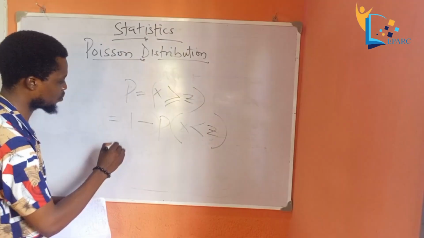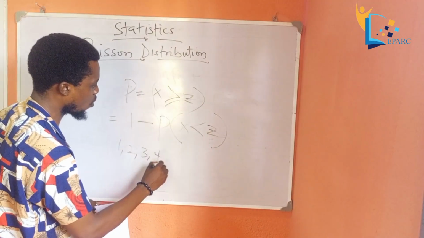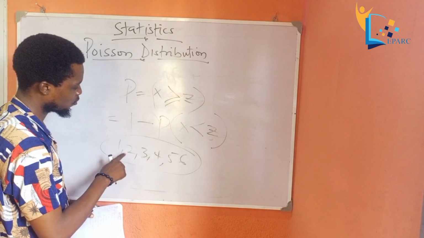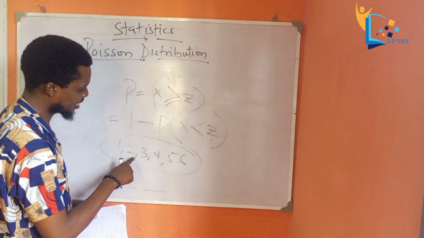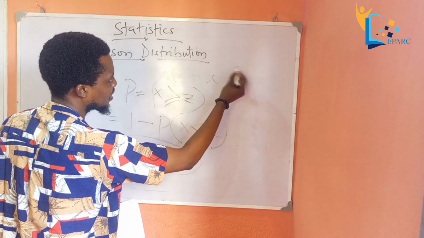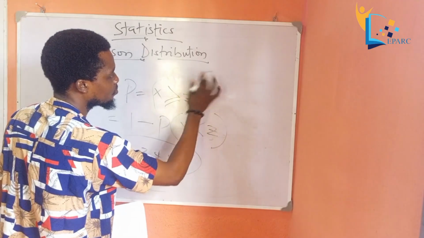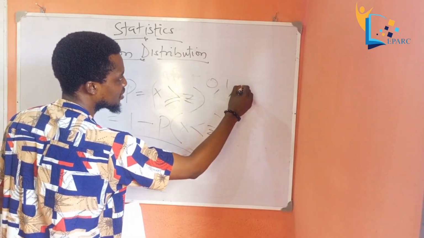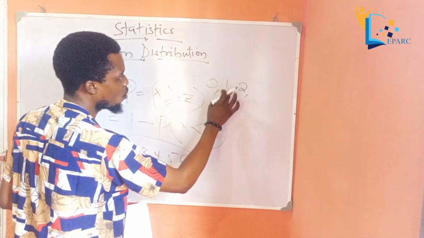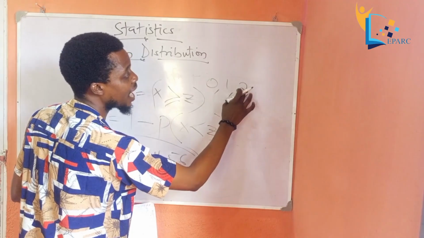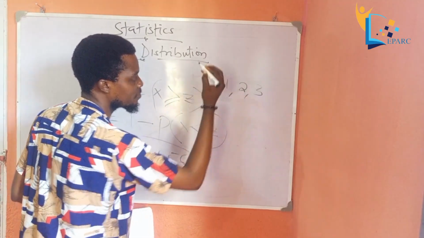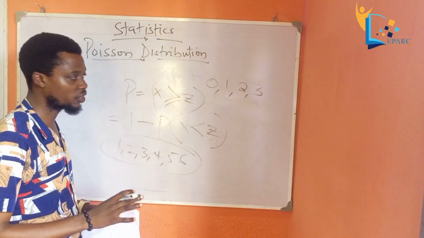For instance, if we have the sample space 1, 2, 3, 4, 5, 6, and I said at least 3, at least 3 means 3, 4, 5, 6. Sorry, at most 3. At most 3 is 0, 1, 2, and 3. Okay? That's what it means.